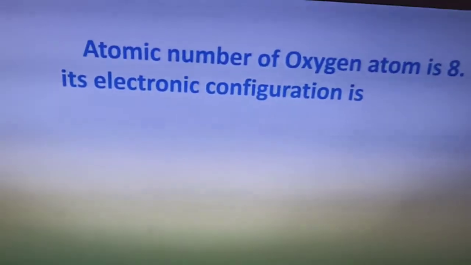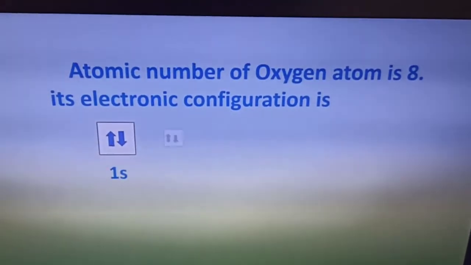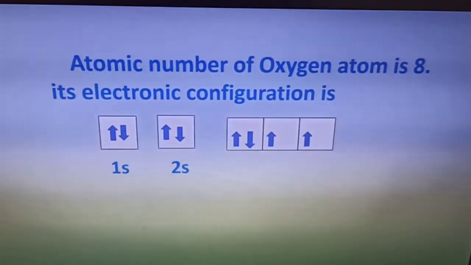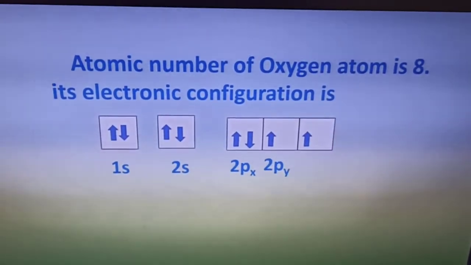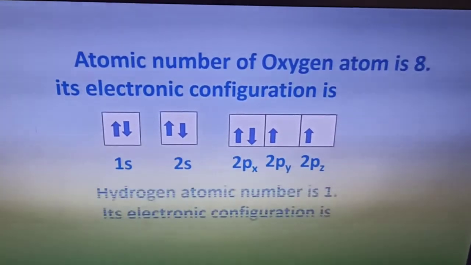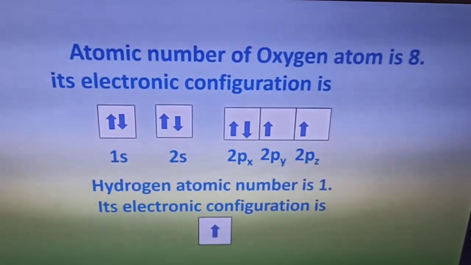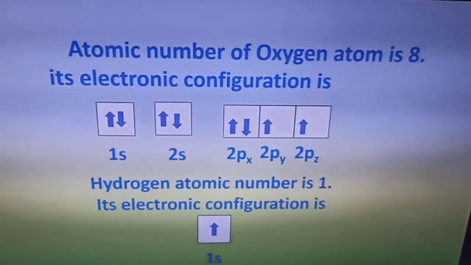The atomic number of oxygen is 8. Its electronic configuration is given as 1s2, 2s2, 2p4. 1s has 2 electrons, 2s has 2, 2px has 2, 2py has 1 electron, and 2pz also has 1 electron.